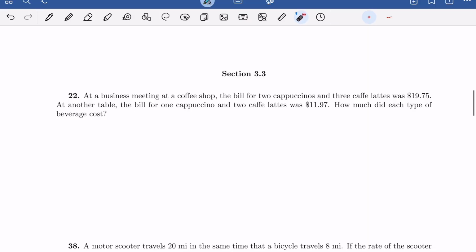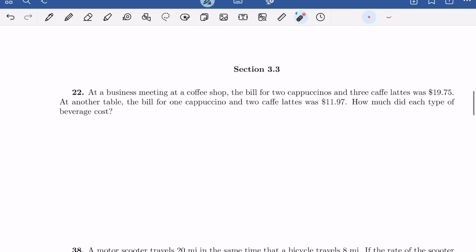We're told at a business meeting at a coffee shop, the bill for 2 cappuccinos and 3 cafe lattes was $19.75. And at another table, the bill for 1 cappuccino and 2 cafe lattes was $11.97. So what we want to figure out is how much each type of beverage cost. So our two unknown quantities are the price of each of these beverages. So let's set up variables for these unknown values. Let's let our variable C be equal to the price of our cappuccino.